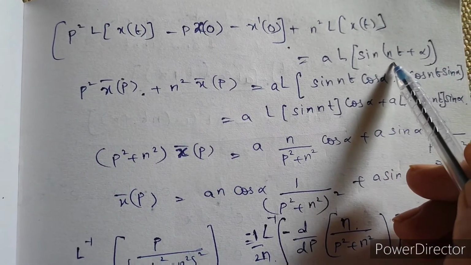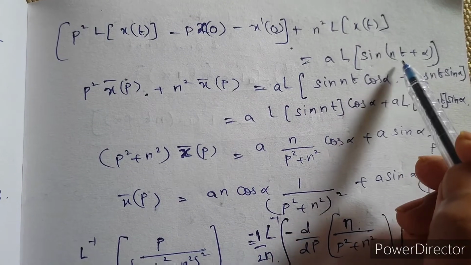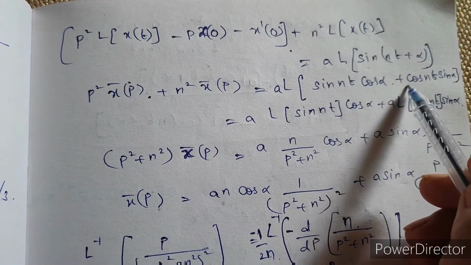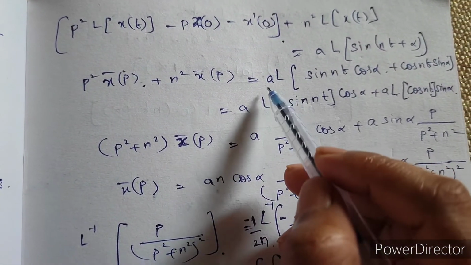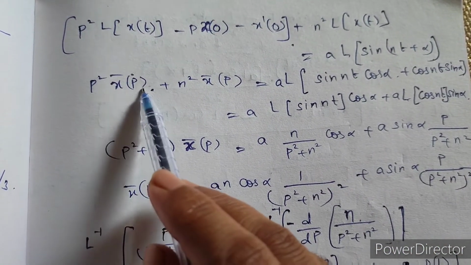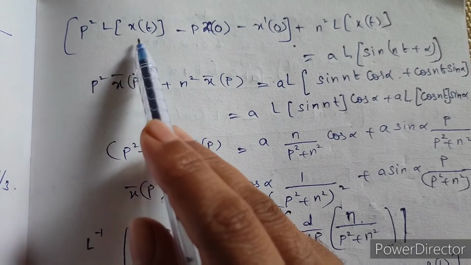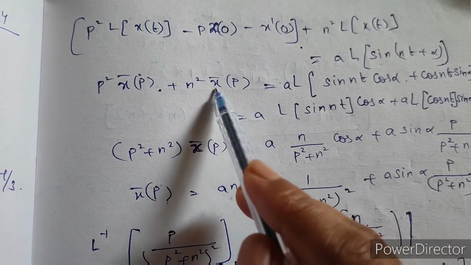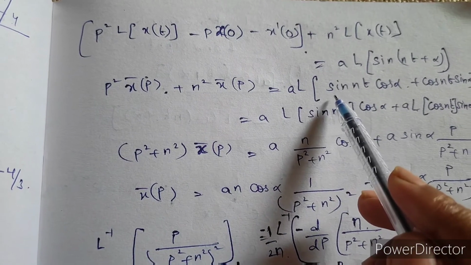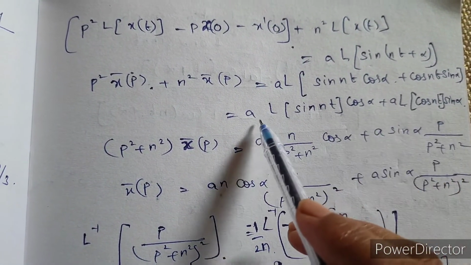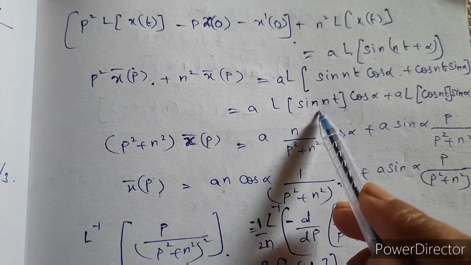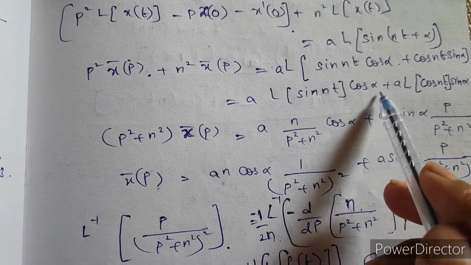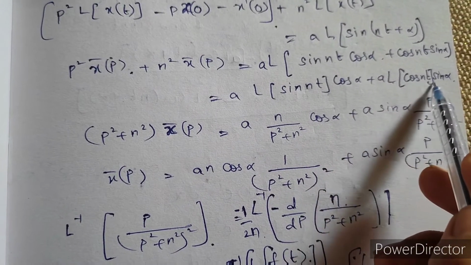So sin(a + b), you can write it as sin a cos b plus cos a sin b. So writing sin a cos b plus cos a sin b, that is sin nt cos α plus cos nt sin α. So p² x̄(p), this is the Laplace transform of x(t), is x̄(p), plus n² L of x(t), that is x̄(p), is equal to a into L of sin nt cos α plus cos nt sin α, which is equal to a into L of sin nt. We will consider the terms only with t, and cos α will be constant, so it will be out, plus a into L of cos nt into sin α.